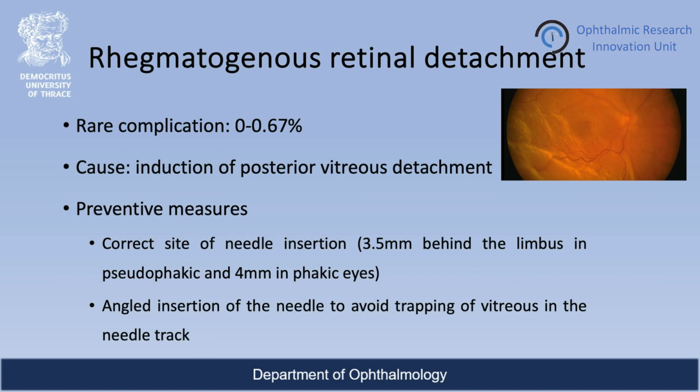The risk of rhegmatogenous retinal detachment is low. It ranges between 0 and 0.67%. Its cause is the induction of posterior vitreous detachment. Preventative measures include correct site of needle insertion at 3.5 to 4 mm behind the limbus and an angled insertion of the needle to avoid trapping of vitreous in the needle track.